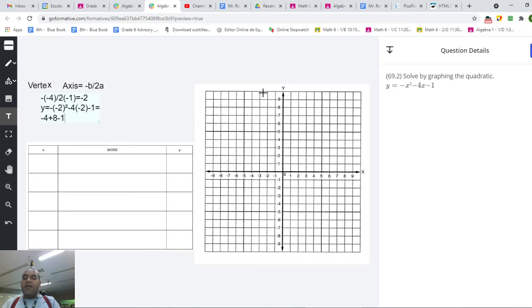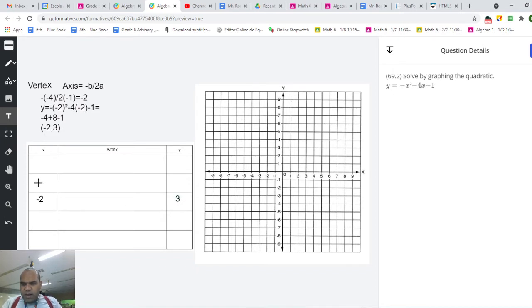Great. Negative 4 plus 8 is 4. 4 plus 1 is 5. My axis of symmetry is my vertex. My vertex over here is negative 2. And we solve here: negative 5 plus 8 is 3. When x is negative 2, y is 3. Oh, not negative 3, 3.